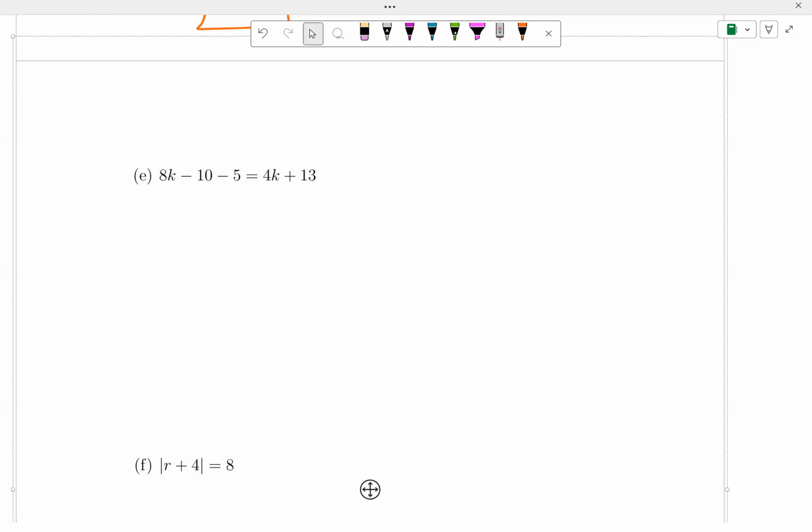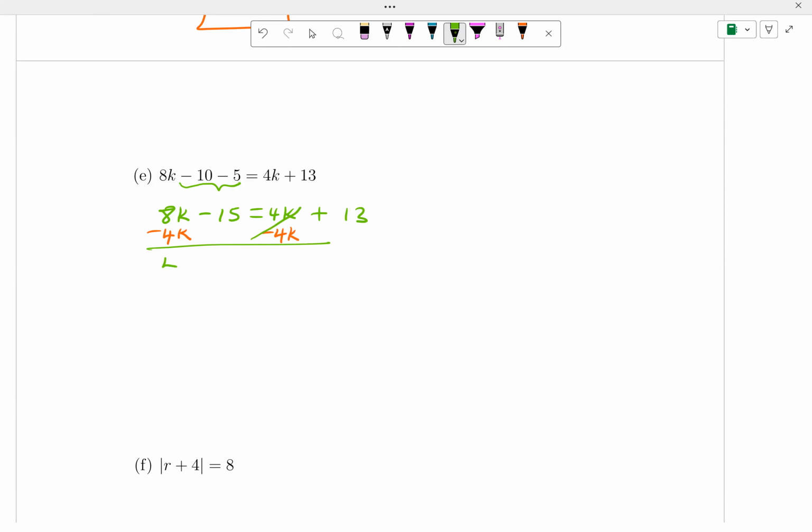Right here, it says solve for k. So we first of all combine like terms on the same side if you have any. So this becomes 8k minus 15 equals 4k plus 13. So like terms here, we have the 4k and the 8k. I'm going to subtract 4k from both sides. So what's going to happen, those are gone. We have 4k minus 15 equals 13. And now the negative 15 and the 13 are like terms. Remember, you want k to be by itself. So you want to move things away from k. So you want to move this guy away. So k is going to be free.